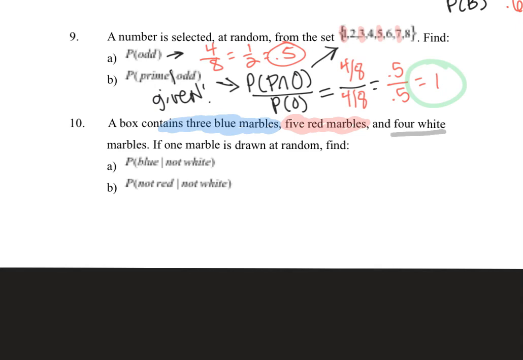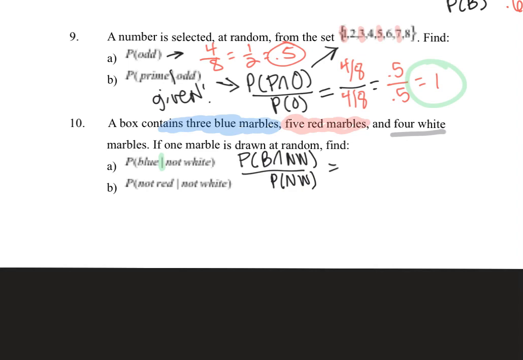All right, so remember this right here means given, so we have to do our formula. So we're going to say the probability that it is blue and not white over the probability that it's not white. So probability of blue and not white. So blue is 3, not white is the 5 red, because I'm not saying blue and white.